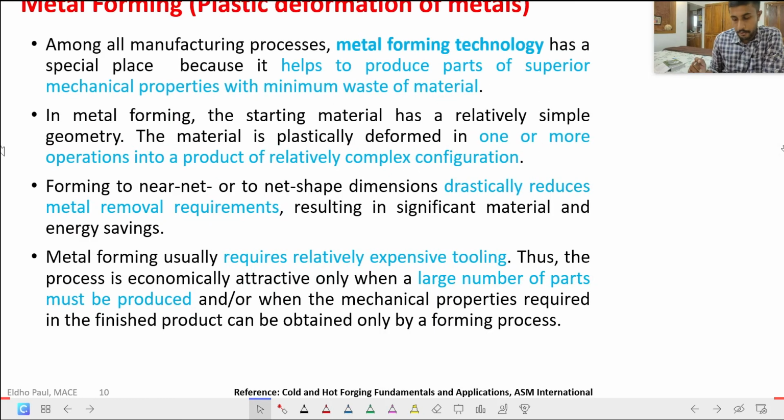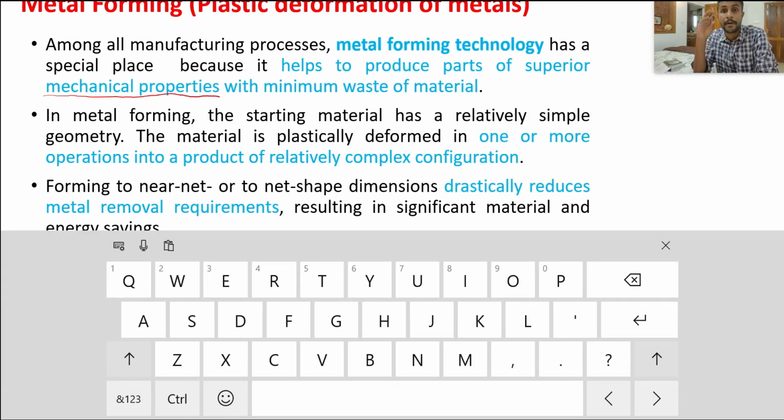Next is metal forming, or plastic deformation of metal. Among all the manufacturing processes, metal forming technology has a special place because it helps to produce parts of superior mechanical properties with a minimum wastage of material. These are the two very important characteristics of a metal forming process. First, the final product will have good mechanical properties compared to any other manufacturing process. Second one is the minimum waste of material.